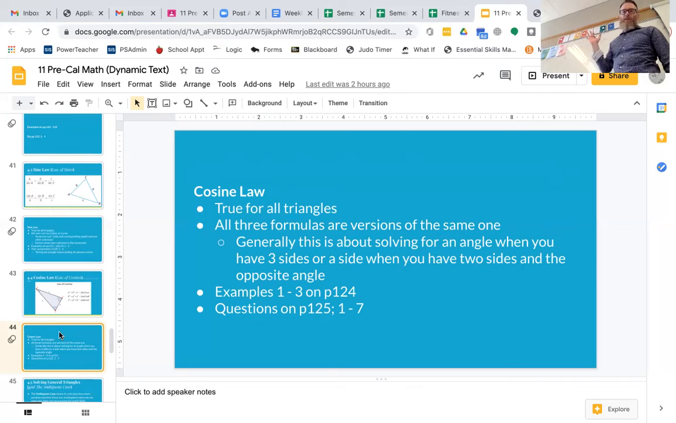This says all three formulas are versions of the same one. I'm not going to write that down. I already told you that. You can write it down if you want. All three formulas are versions of the same one.